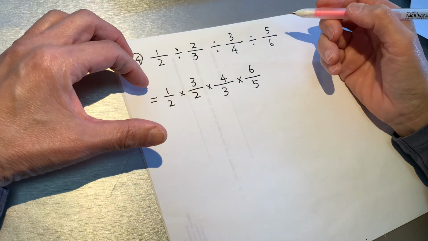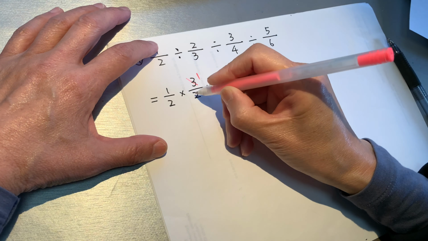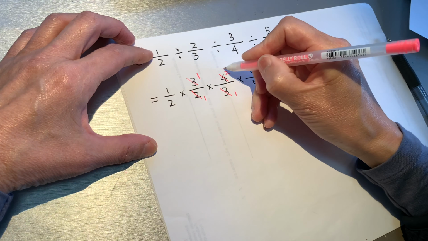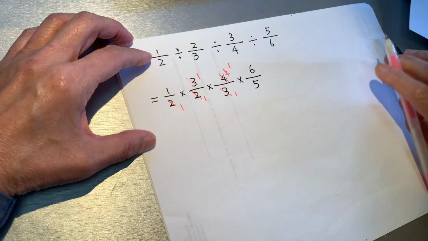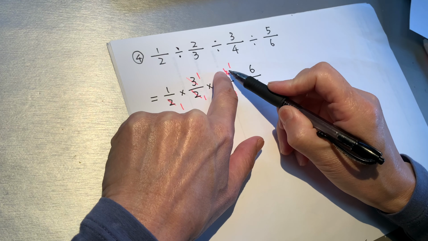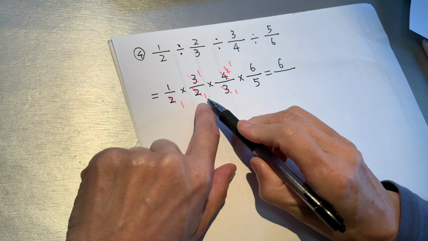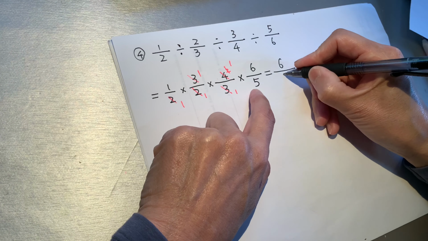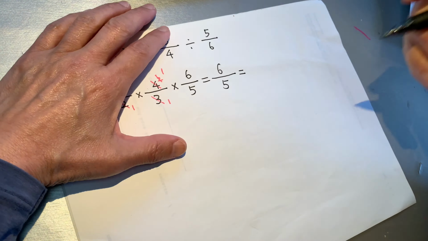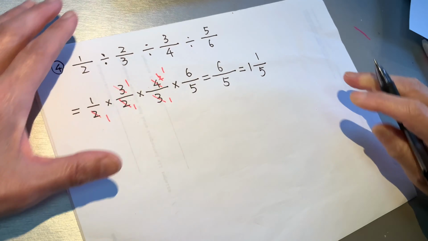Now we see it. We can do cross cancel. 3 and 3 get out. 2 and 4, 1, 2. 2 and 2 get out. 1. So we see the last numbers standing. 1 times 1 times 1 times 6 is 6. 1 times 1 times 1 times 5 is 5. It's an improper fraction, change it into a mixed number. 1 and 1 over 5.